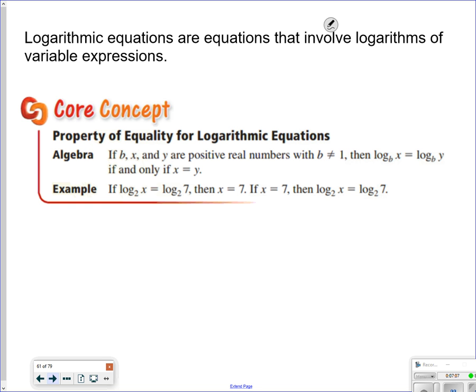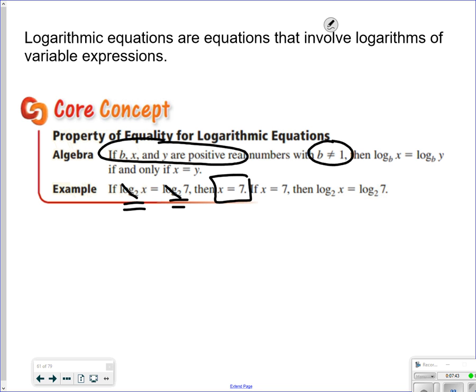Another property that you have to worry about, and there's some caveats to this one, because as long as b, x, and y are positive, then this works. And the base can't be 1. I will make sure that the base is not 1. But if you have a log base 2 of x equaling a log base 2 of 7, basically what happens is you're taking the anti-log of both sides, or the logs basically are gone. If you have a log equaling a log, then the arguments are equal to each other. So x would equal 7. And again, you're basically taking the inverse log or anti-log of both sides.